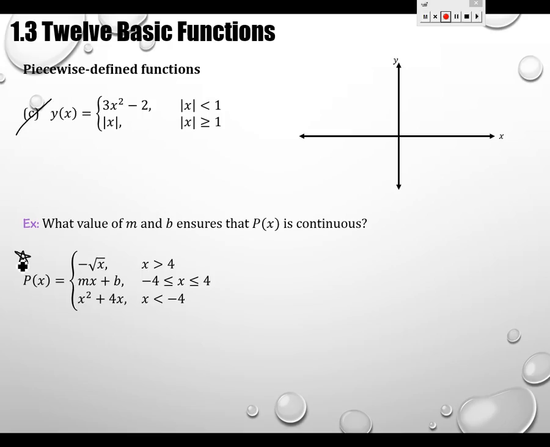All right, do the M and B problem. Do the M and B problem. It's fine. M and B are constant. X is the variable.